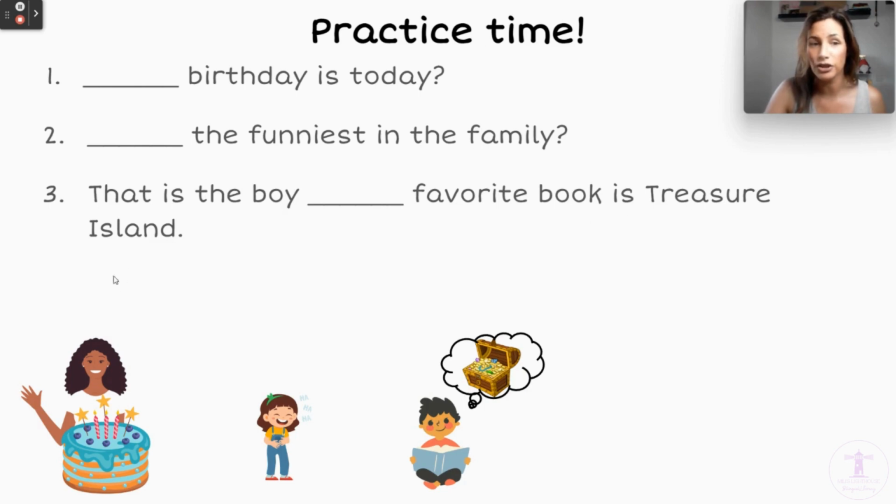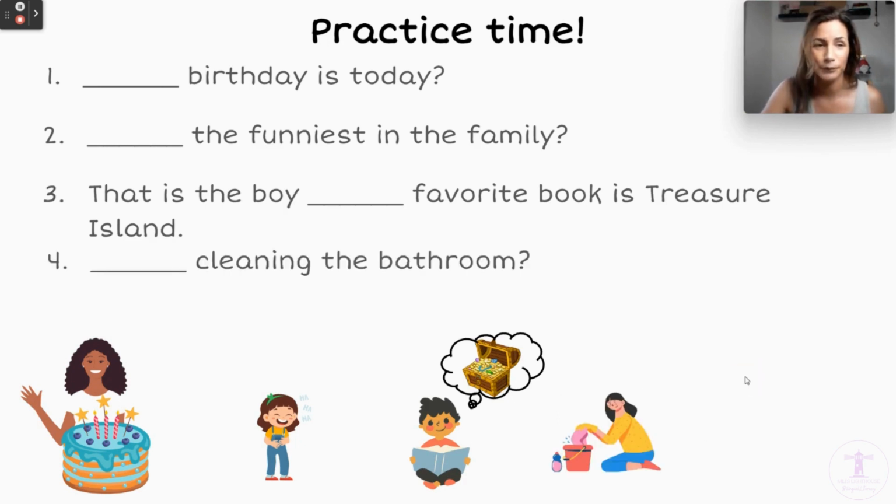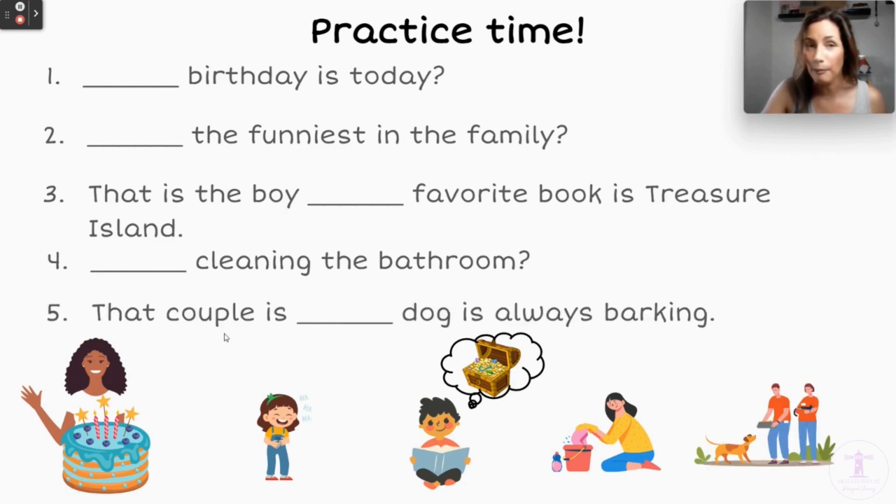Favorite book is Treasure Island. I love Treasure Island. So this is the little boy. This is his favorite book. Okay, and you can see that there's a treasure here because he's thinking about the treasure, because that is what he is reading. Cleaning the bathroom. It's her turn to clean the bathroom, okay? That couple, this is a couple, is dog is always barking. So this little guy is always barking, and this little dog belongs to this couple.